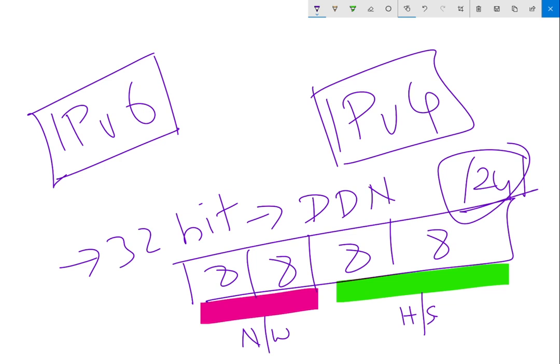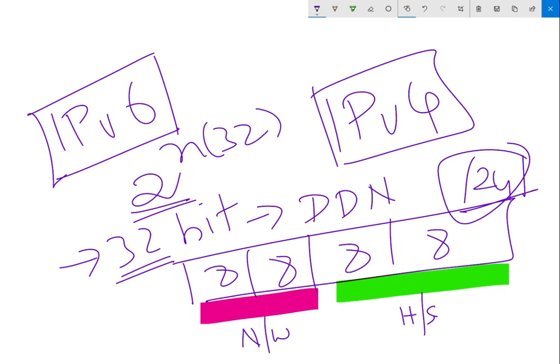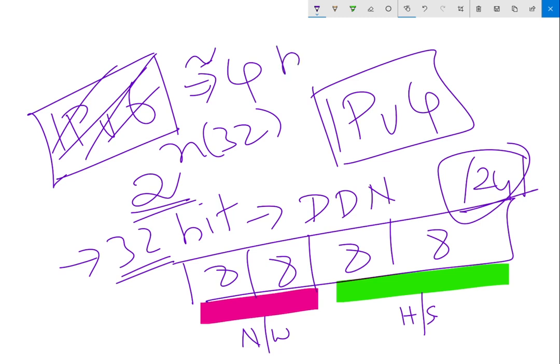Why? Because the entire size is 32 bits and it is binary, which means it is base 2 to the power n. That is 2 to the power 32, which means it can support approximately 4 billion IP addresses.